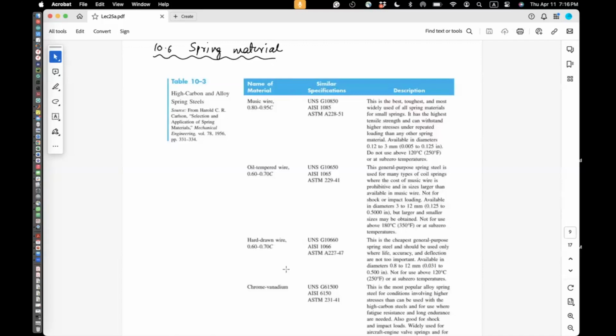Table 10.3 gives you a list of spring materials and some description. It just helps you to choose different springs.